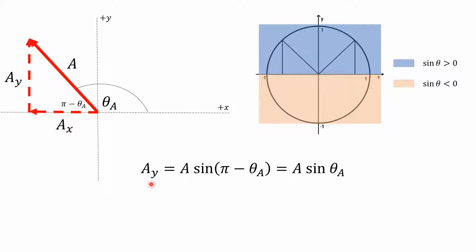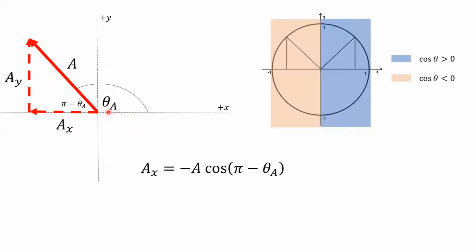The y component of your vector is given by A sine theta, where theta is the angle that the vector makes with the positive x-axis. That will always work. That will always give you the correct y component of your vector. What about the x component? Well, this time, because the x component points in the negative x direction, we are going to need a minus sign in front. But using our rule for the adjacent side of a triangle, if we take the hypotenuse, which is A, and you'll notice I haven't written the arrow symbol here.